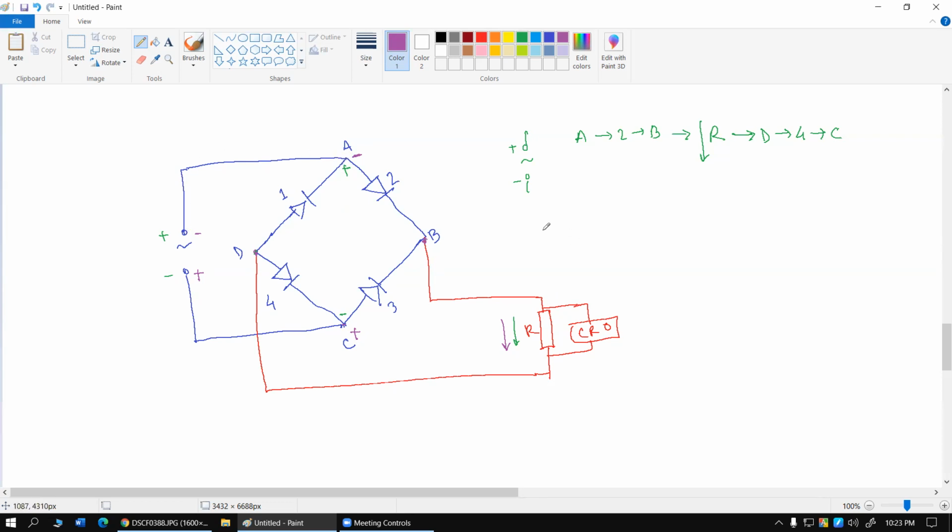So if I try to draw this up over here, for example, this is my AC supply, but currently trying to find out the lower end positive and the upper end negative. In that case, the current flow is happening this way. Current is starting from C, going through 3, going through B, then going through R, flowing downwards, then going through D, and then going through what? 1, and then going through C.